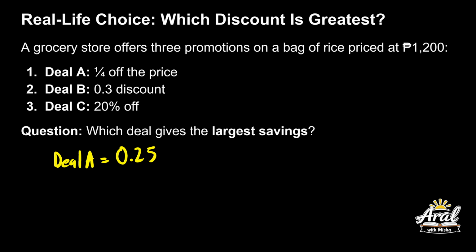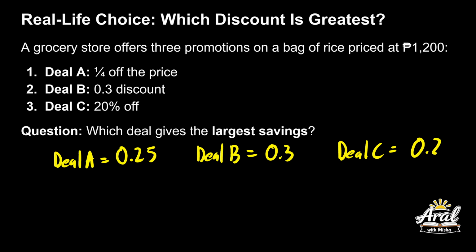Long division. Okay? Deal B is equal to 0.3. Okay? Deal C, percentage, gawin mong decimal, that's 0.2. So, ang pinakamalaki dito, 0.25, 0.3, 0.2, this is the biggest. So, you're gonna have the best deal when you choose deal B. Okay? Deal B yung sagot.